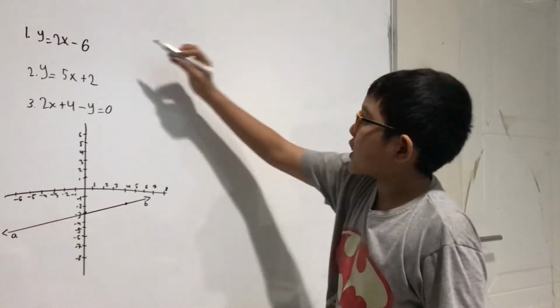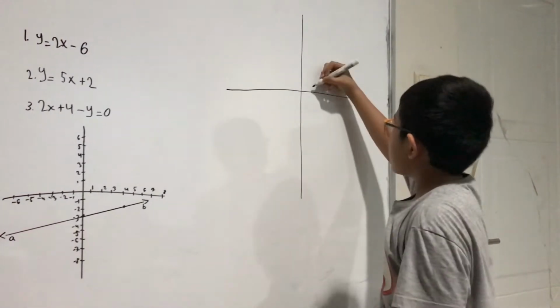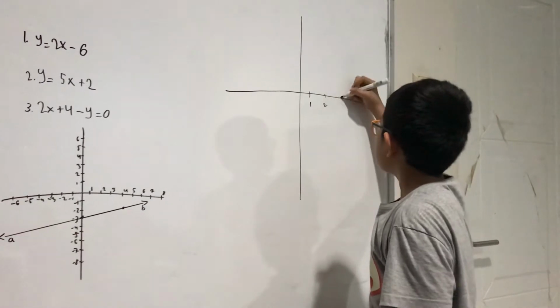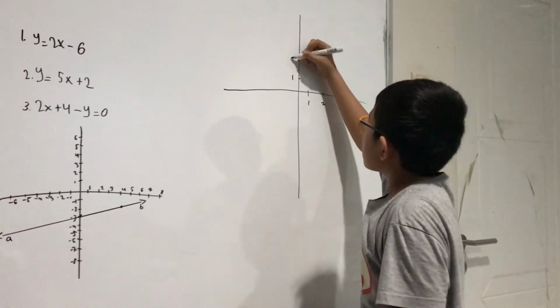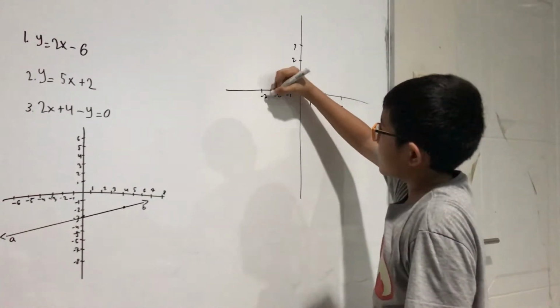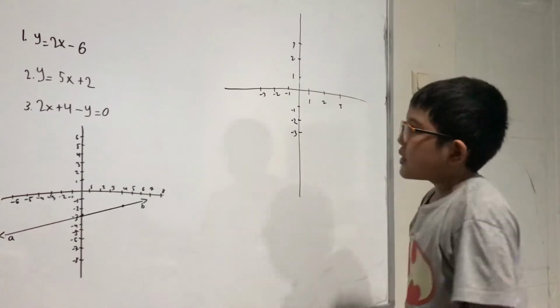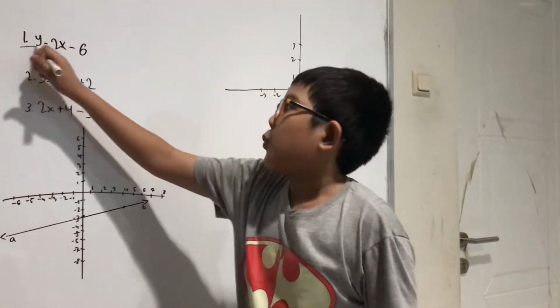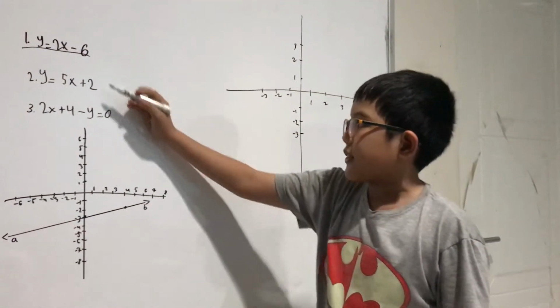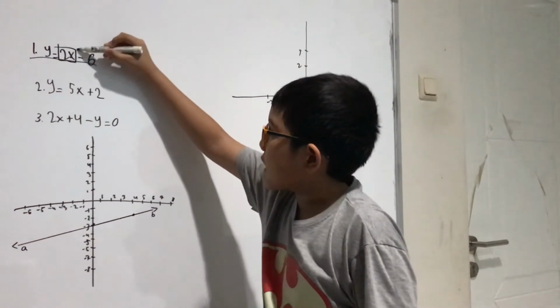And now, let's start for this number. So it's going to be put on a Cartesian plane. So let's start with this equation. Y is equal to 2x minus 6. So if you see right here, there are two numbers, 2x and negative 6.